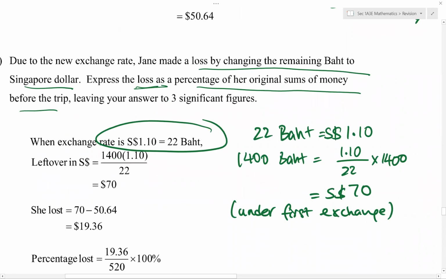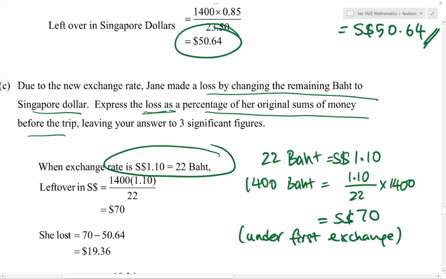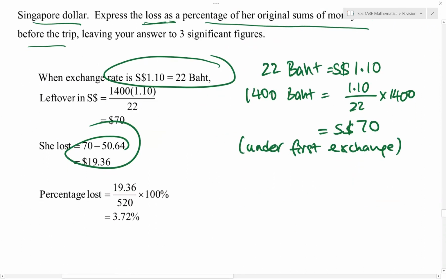Unfortunately, it didn't happen. After the trip, the exchange rate changed and she only got back $50.64. So do you understand the situation? The situation is, if only she didn't change so much money. If only she changed less money, then she wouldn't lose money. So what is the amount lost in this case? She lost $19.36. Who did she lose it to? She lost it to the money changer. Okay, now as a percentage of the original. So this one, no explanation required. Divide by original times 100%.